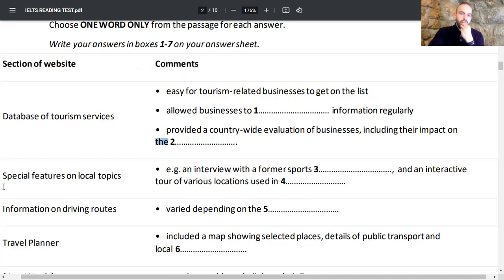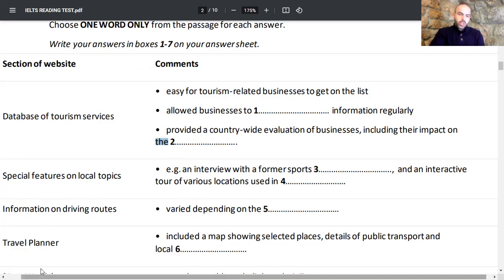Now moving to number 5, and we have another section, which is information on driving routes. Varied means changed. So you need to underline varied because you might find this written in a different way in the text. So varied depending on the what. So the information on driving routes varied, and that depends on something. So 5 is a noun, which is related to the variation of the information on driving routes. So you need to try to link up the information. Try to link up these words to be able to find it easily in the text without wasting a lot of time, okay?